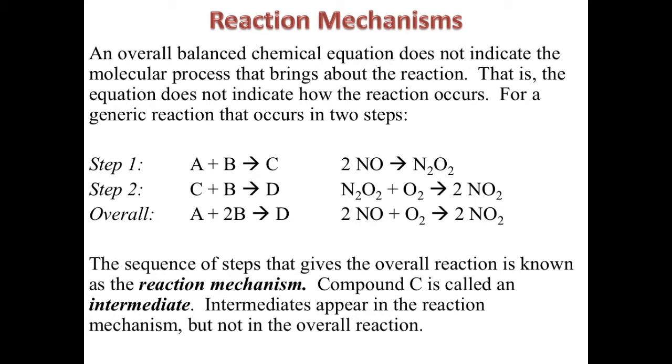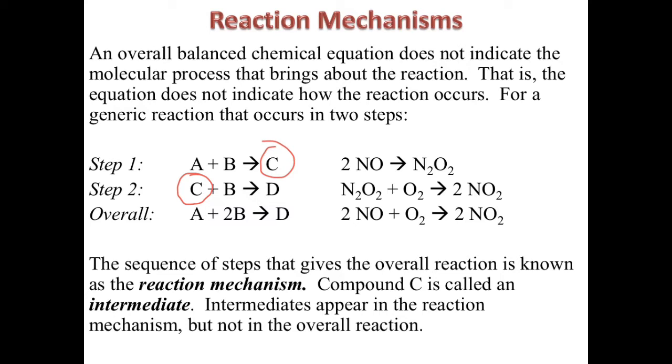For a generic reaction that occurs in two steps, step one would be A plus B makes C, and then C plus B makes D, with an overall net reaction of A plus 2B makes D. The sequence of steps that gives this overall reaction is known as the reaction mechanism. Compound C, the product of reaction 1, is called an intermediate because it also appears as a reactant in step 2, but is not a part of the overall reaction. Whenever we add everything up, it basically cancels out.